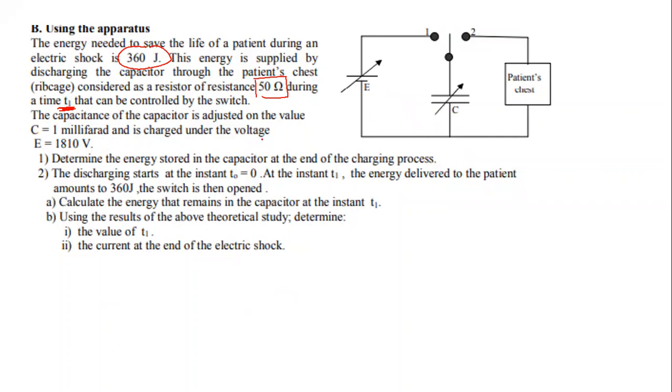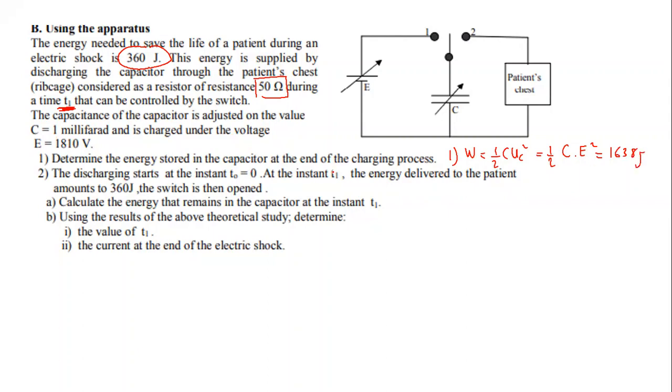Determine the energy stored in the capacitor at the end of the charging process. In order to find the energy stored, W equals half C UC square. At the end, this means UC is equal to E. So it's equal to half times C times E square, which is 1810 square. So the answer is equal to 1638 joules.